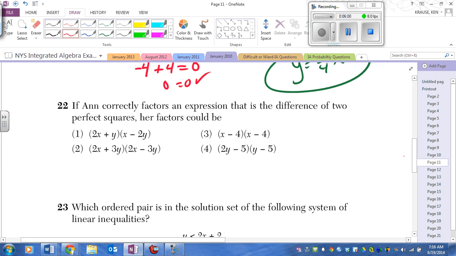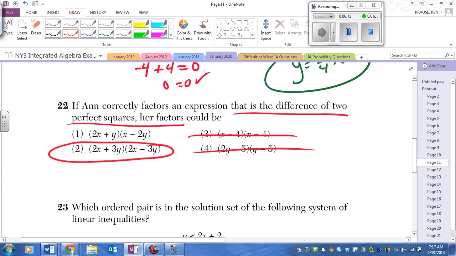22. Incorrectly factors the expression that is the difference of two perfect squares. Well, difference of two perfect squares means one's plus, one's minus. Those don't make any sense. So these have plus, minus, but the parentheses have to match exactly: 2x, 2x, 3y, 3y. These don't, so here's your answer.